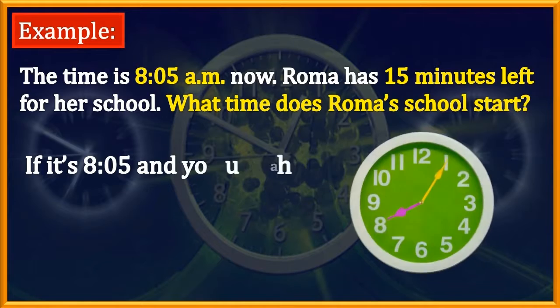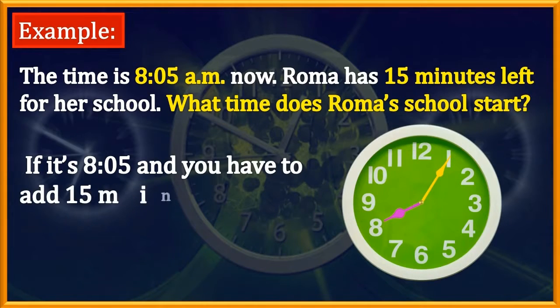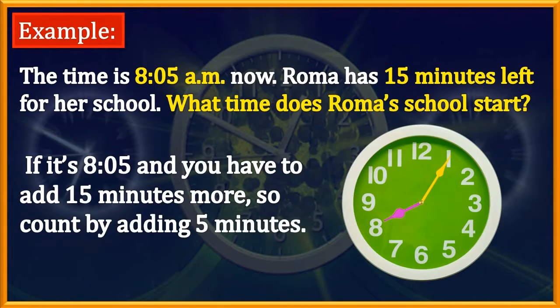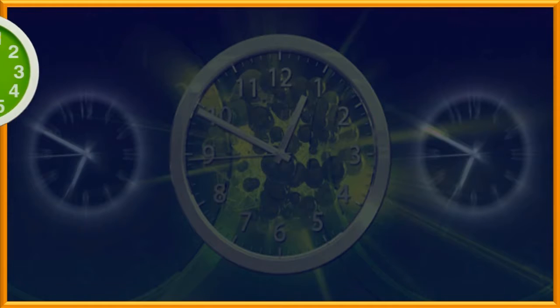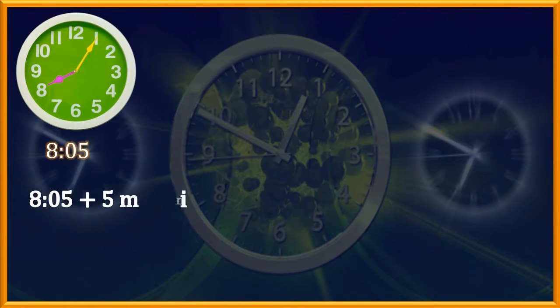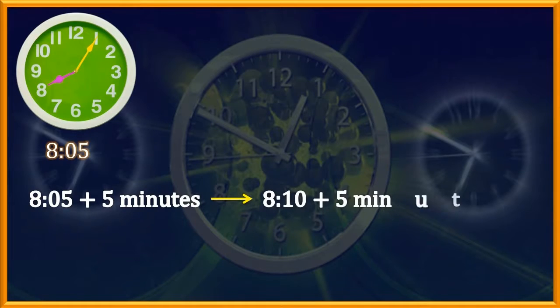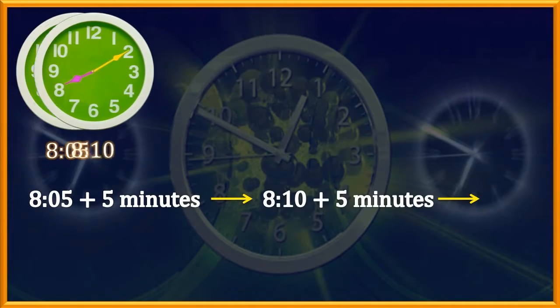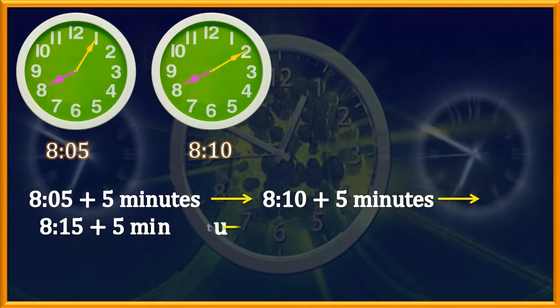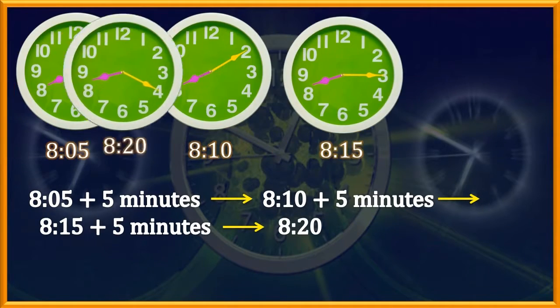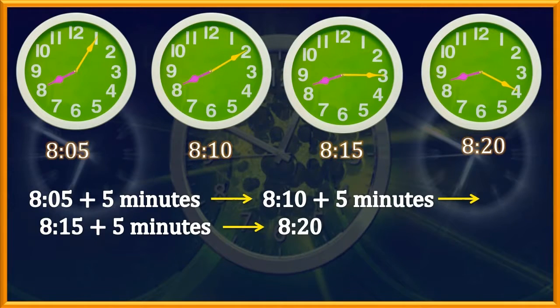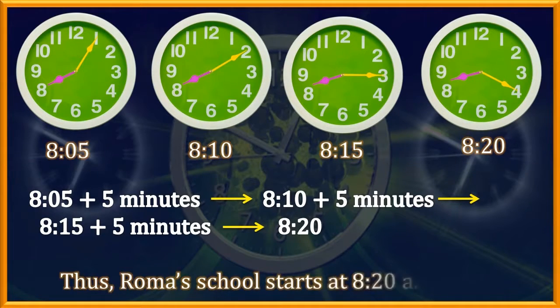If it is 8:05 and you have to add 15 minutes more, so count by adding 5 minutes. Hence, we add 5 minutes to 8:05 a.m. We get 8:10 a.m. and by adding 5 minutes, we have 8:15 a.m. and at last we have to add 5 minutes more. Thus, finally, we have the time, that is 8:20 a.m. Thus, Roma's school starts at 8:20 a.m.